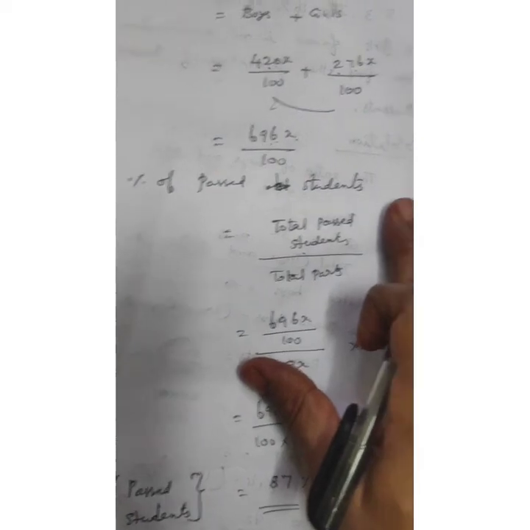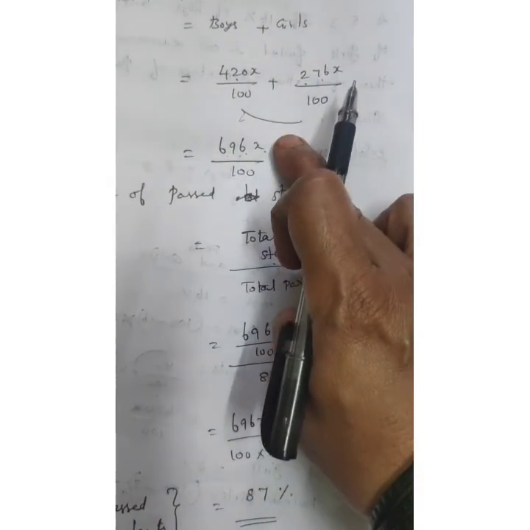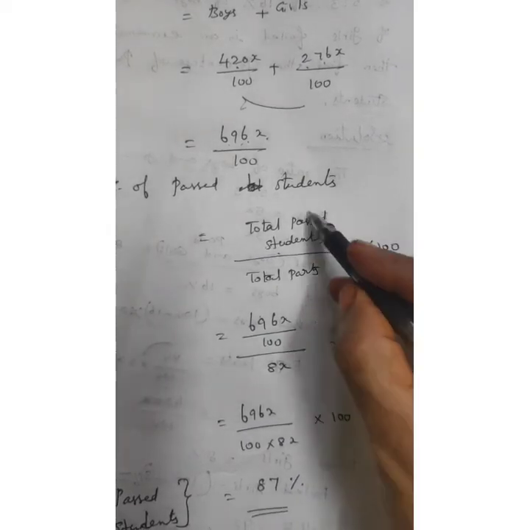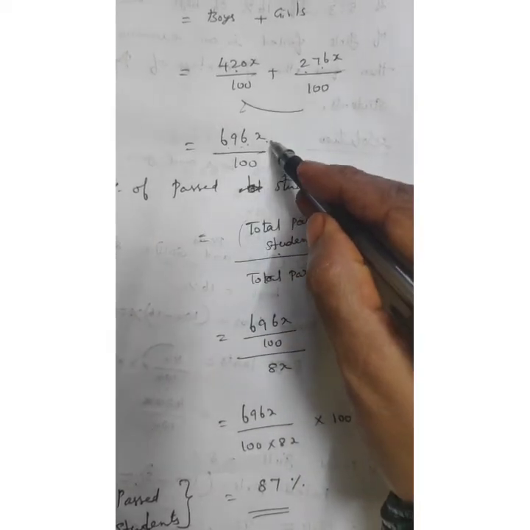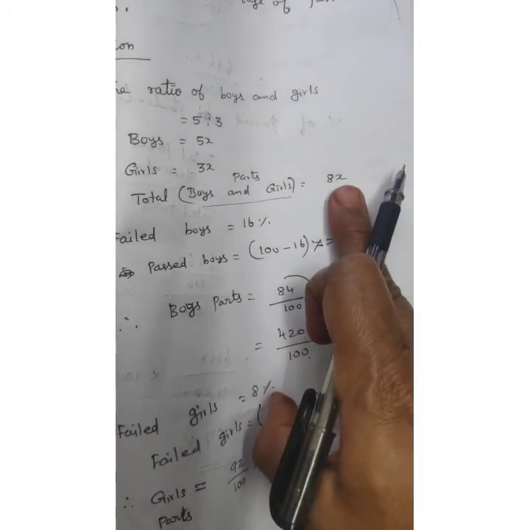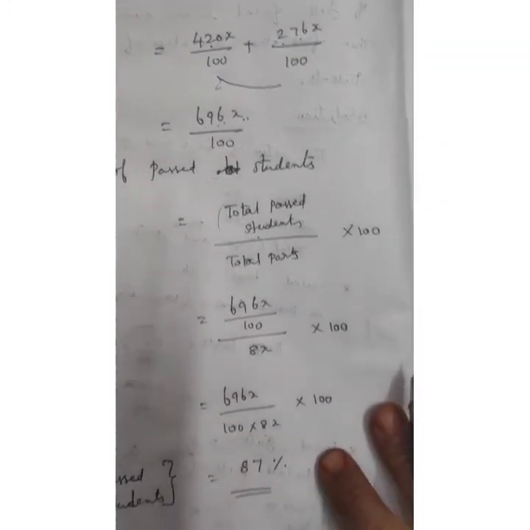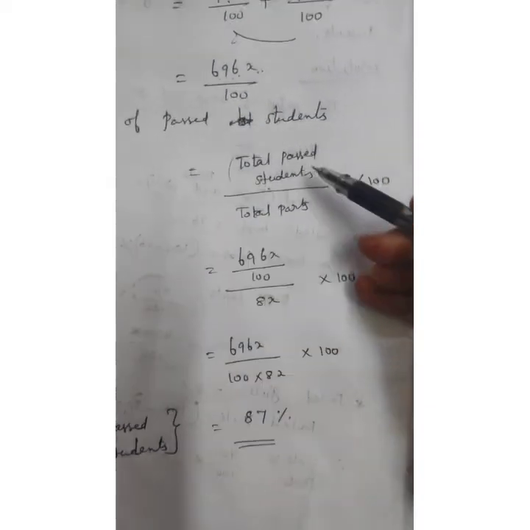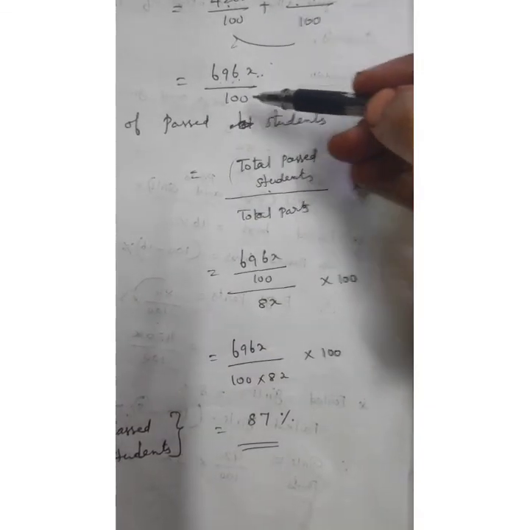Percentage of the passed students equals total passed students divided by total parts into 100. Total passed students is 696x divided by 100. Total parts equals boys and girls parts, what is the number there? 8x. So write here 8x.